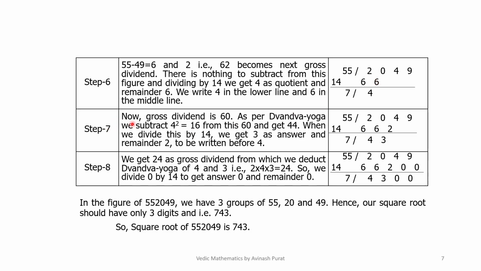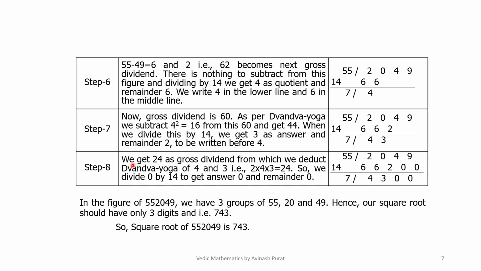So step 7, now the gross dividend is 60. As per Dvandva Yoga, we subtract 4 square, that is 16, from this 60 and get 44. 60 minus 16 is 44. When we divide this by 14, we get 3 as the answer and remainder 2 to be written before 4.